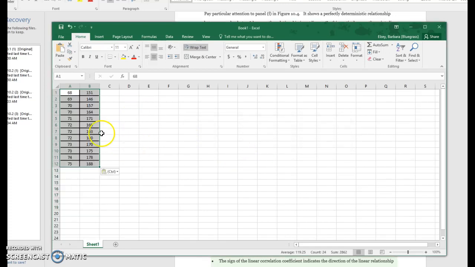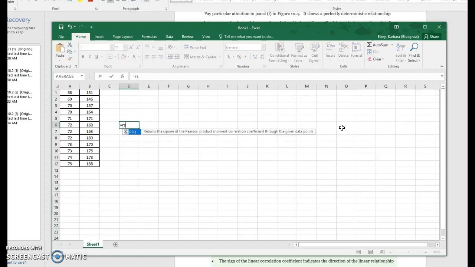All right, so there it is. Now we're going to use that data to find the linear correlation coefficient. So we're going to use equal, and we're not actually going to find the coefficient. We're going to find the squared coefficient. All right, so this returns the square of the Pearson product moment correlation coefficient.